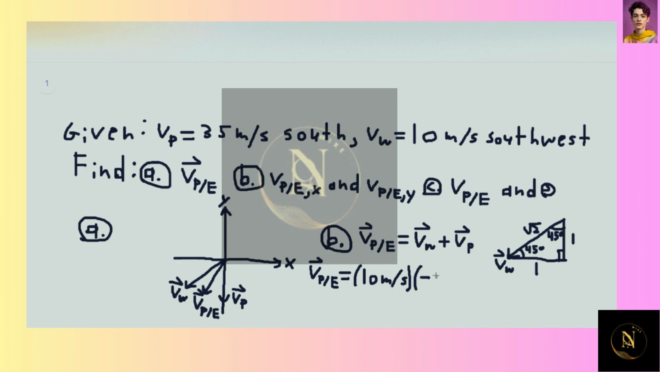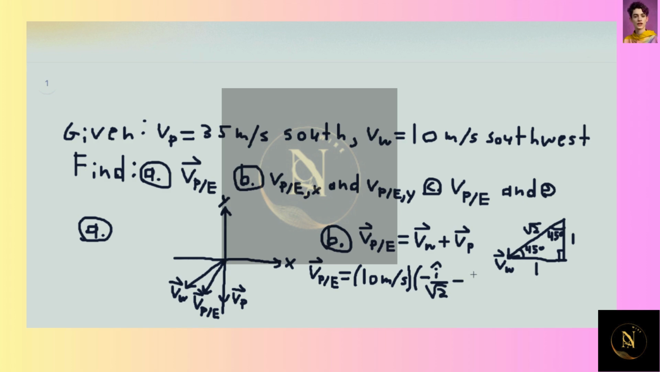negative i hat over root 2. And that's because it's negative since it's pointing in the negative x direction here. And we have the division by square root of 2 because of the length of this side here. Okay. So that's where the square root of 2 is coming from.